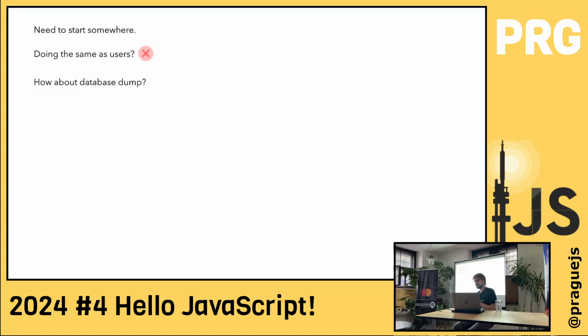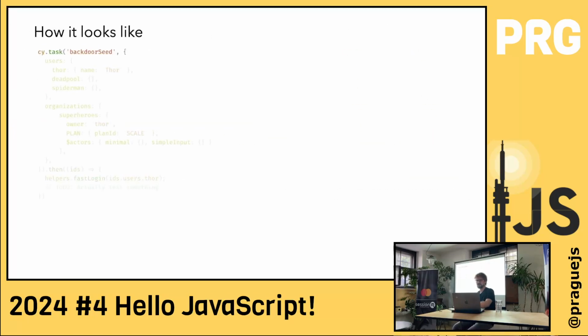And also, we don't have a single database. We have the S3 and DynamoDB, so we would need to have dumps for all of those, and those would have to be in sync. So also no go. So we have a shortcut that helps us to get to certain application state fast.